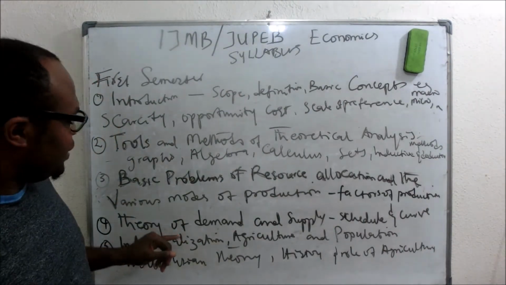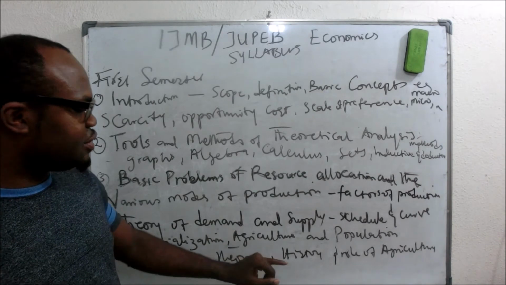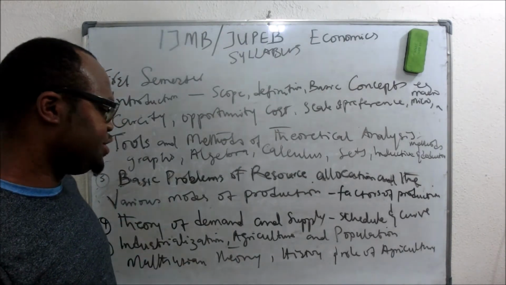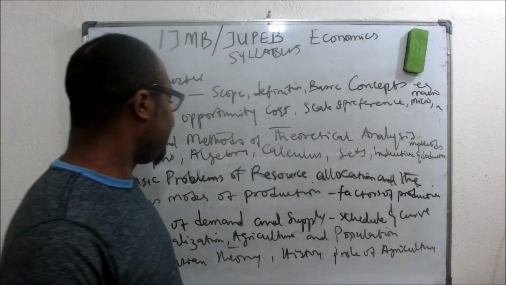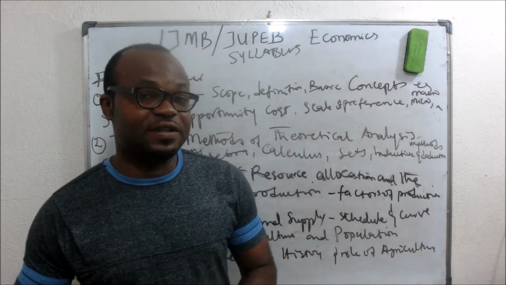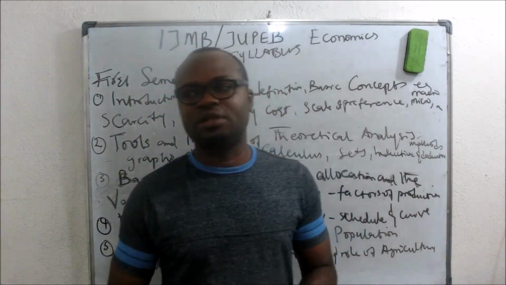After that, we'll look at industrialization, agriculture, and population, under which we'll look at Malthusian theory, the history and role of agriculture. So we're going to be looking at all these for the first semester. This is the first semester. After that, we'll move into the second semester.